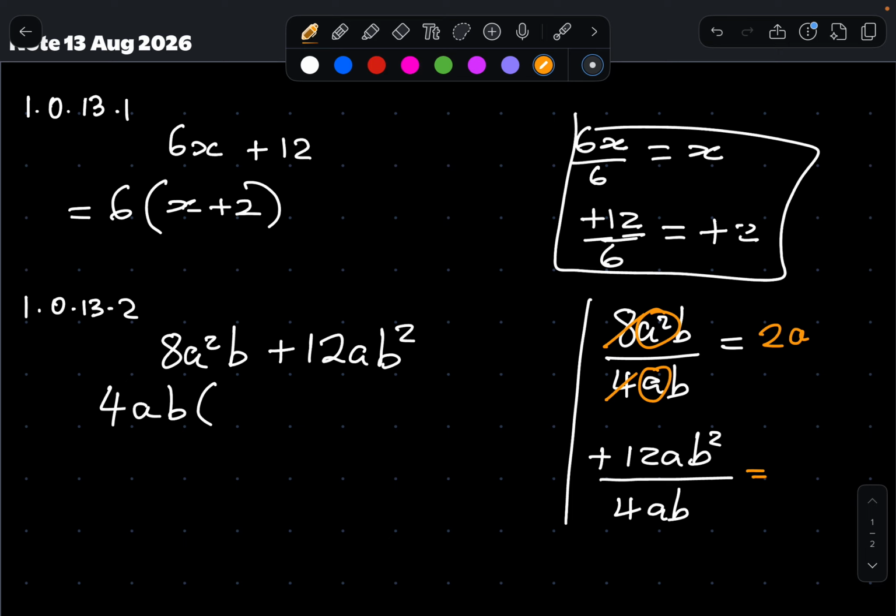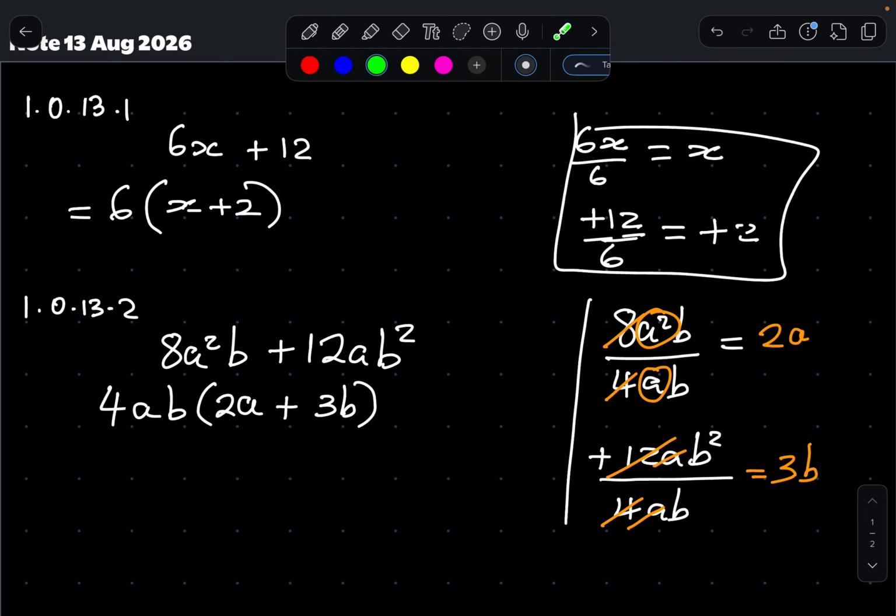Then 12 divided by 4 gives us 3. A and a will cancel. B squared divided by b will give us b. And then, ladies and gents, the first term inside the bracket is 2a. The second term is plus 3b. And that is fully factorized.